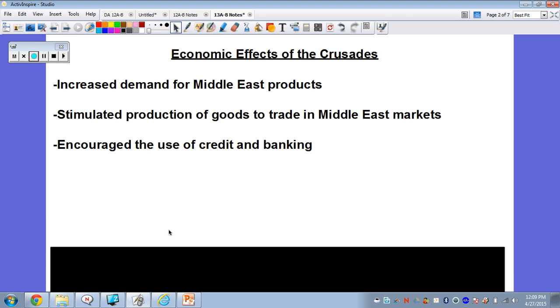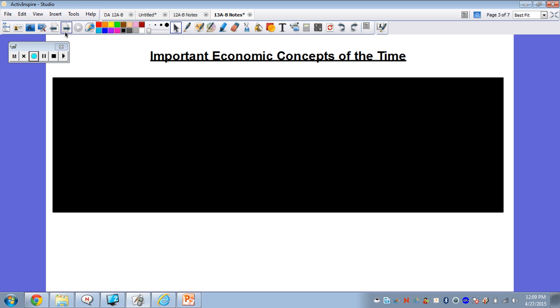And this is also going to encourage the use of credit and banking. Because remember, if we want to purchase large quantities, it's a lot easier to use a line of credit or a check or things like that to pay instead of carrying large quantities of cash. So banks will grow in power.